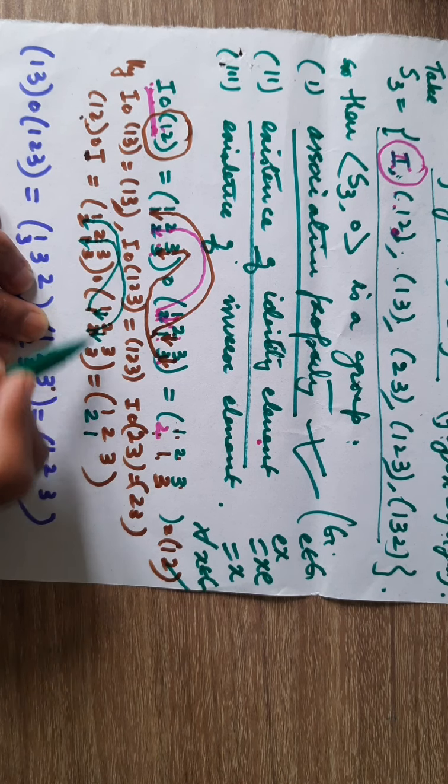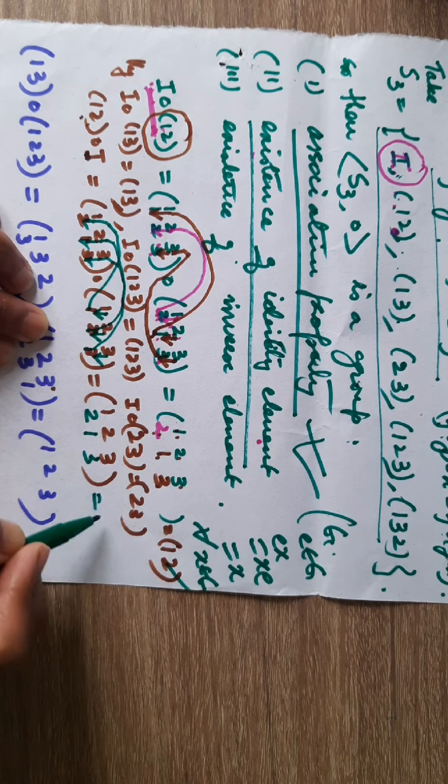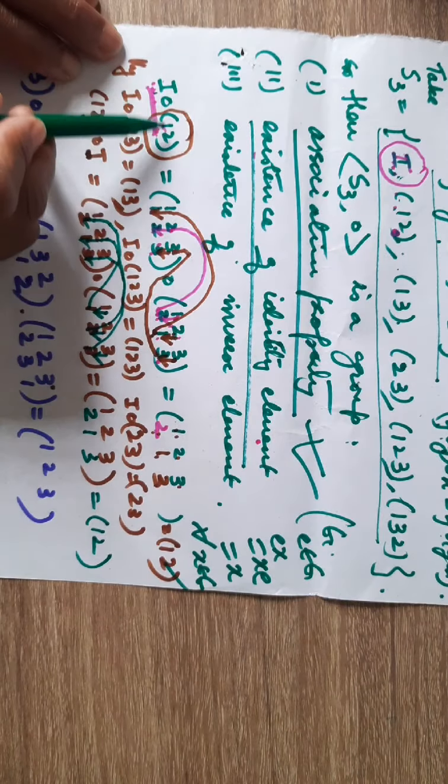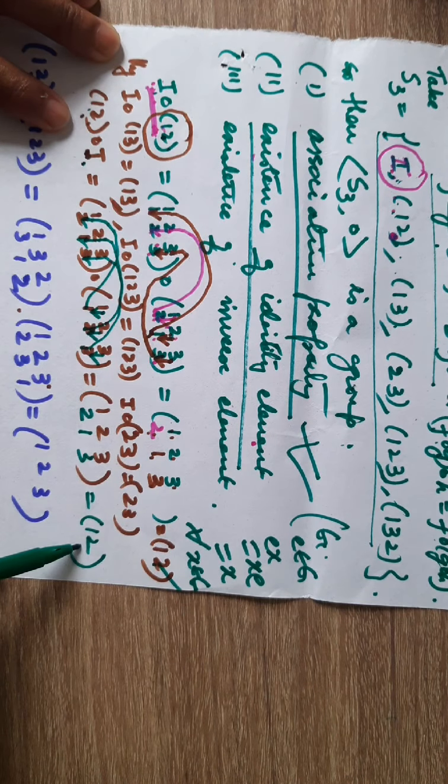So 2 is to 1, 3 is to 3, and 3 is to 3. So 3 is 3, which is again 1, 2. So we see that I composite 1, 2 is 1, 2, and 1, 2 composite I is also 1, 2.